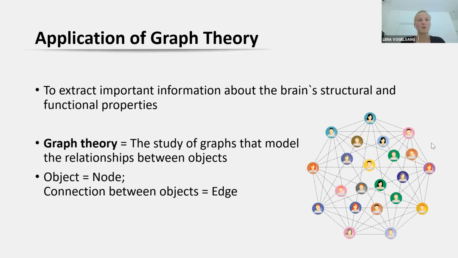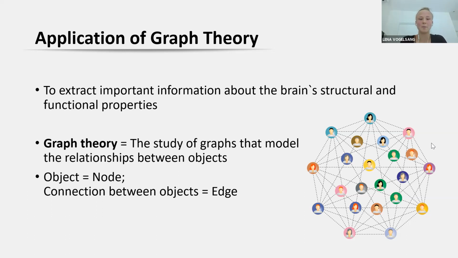And so the discipline of computational neuroscience is heavily involved with these kinds of questions. And one particular stream of research, including our project, focuses on the application of graph theory to the brain in order to extract important information about both the brain's structural and functional properties.